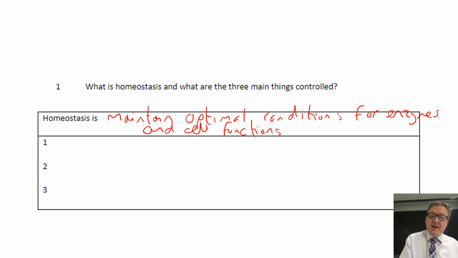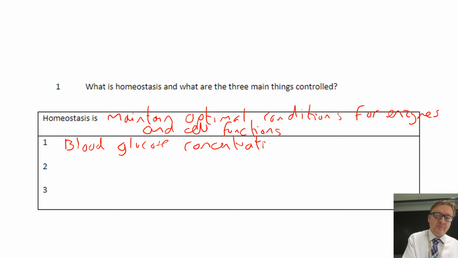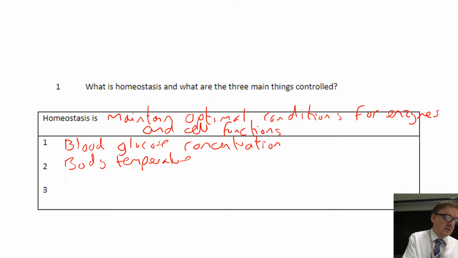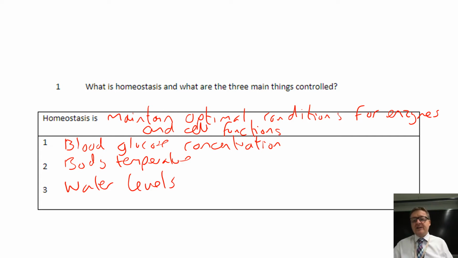The three main things controlled are blood glucose concentration, body temperature, and water levels. Now obviously in homeostasis itself there's a lot more different things that need to be controlled, but they're the three that we need to talk about at GCSE.